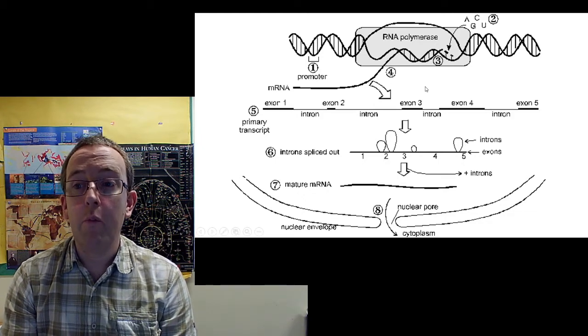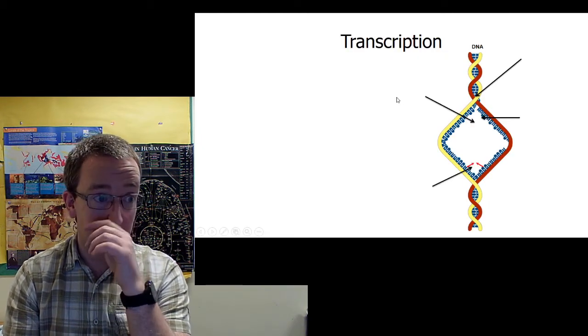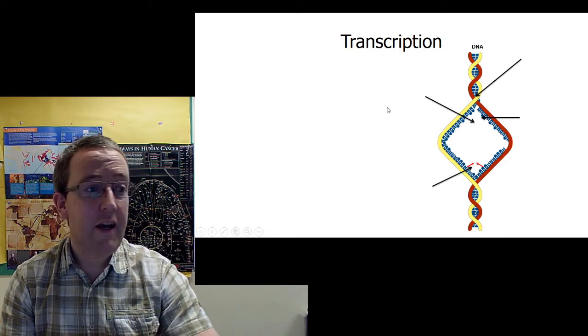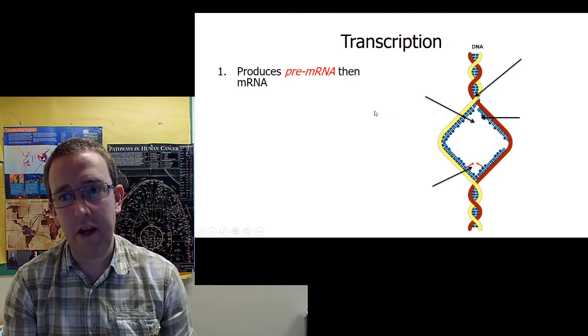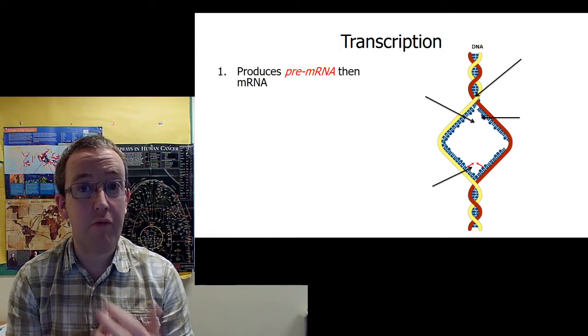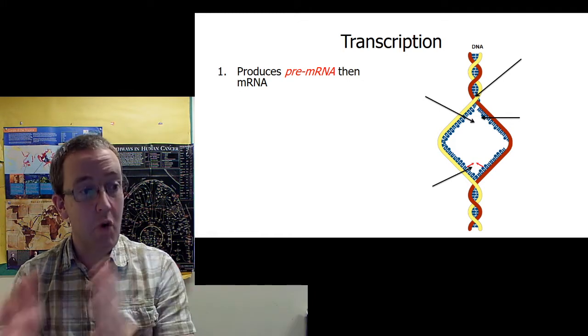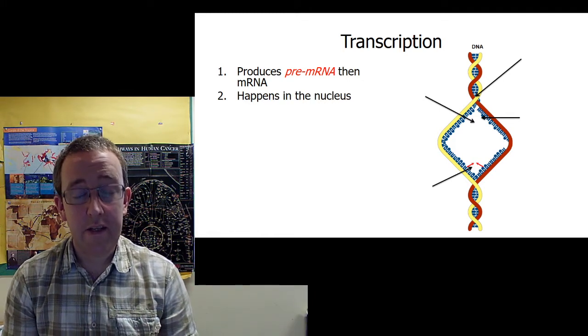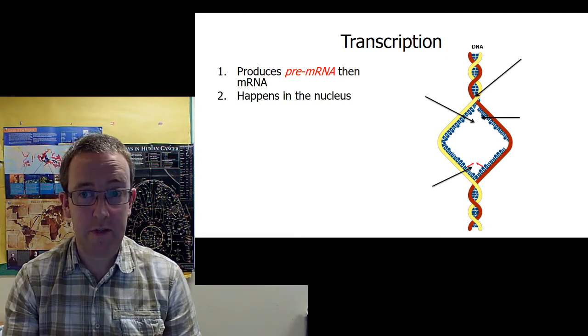So we'll start then with the simple version. Now this is our basic version of how transcription works, at its simplest level. What it produces is stuff called pre-mRNA. It's also referred to as the primary transcript, which is then modified to make the mature mRNA. This all happens in the nucleus, of course, because that's where the DNA is.